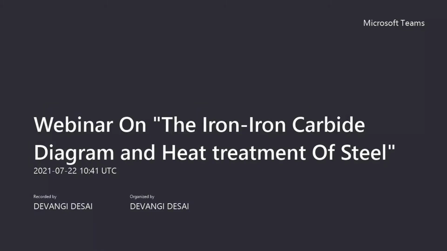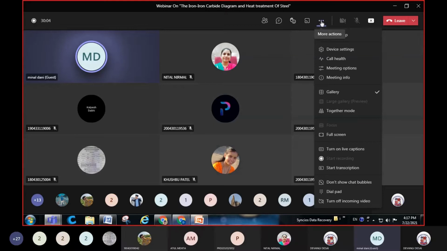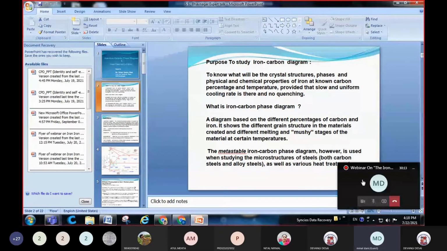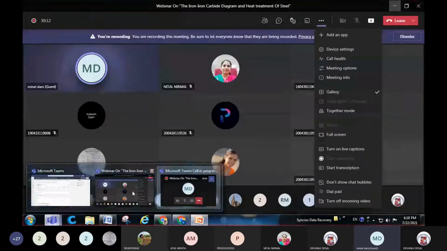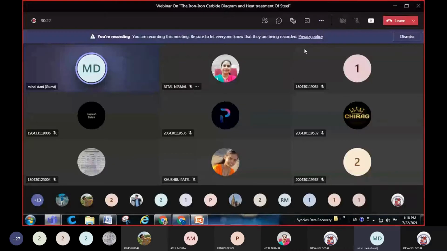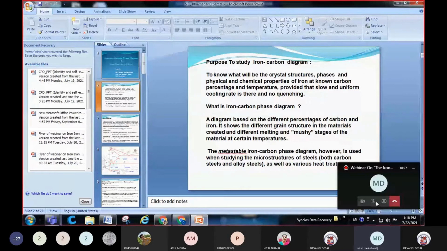You could say that for metallurgy, this is the heart. Whenever you go for any interview at any dam company, they will ask about the iron carbide diagram. Basically, this diagram will let you know about the different phases which are present in the steel. Everybody should know that steel is an alloy of iron and carbon.